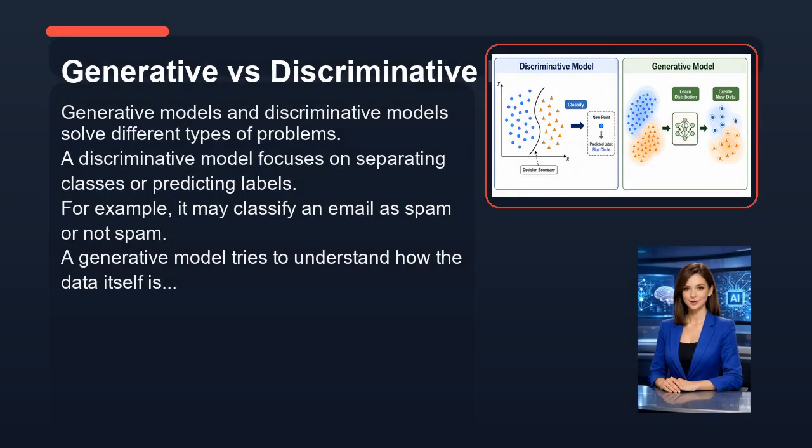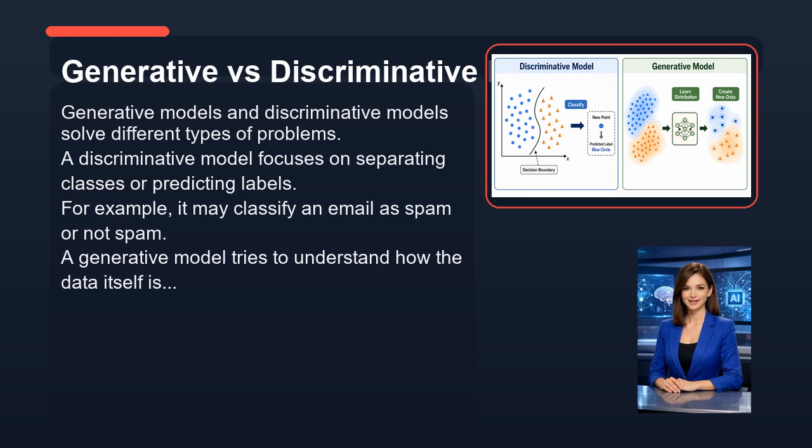Now let's look at generative versus discriminative models. Generative models and discriminative models solve different types of problems. A discriminative model focuses on separating classes or predicting labels. For example, it may classify an email as spam or not spam.